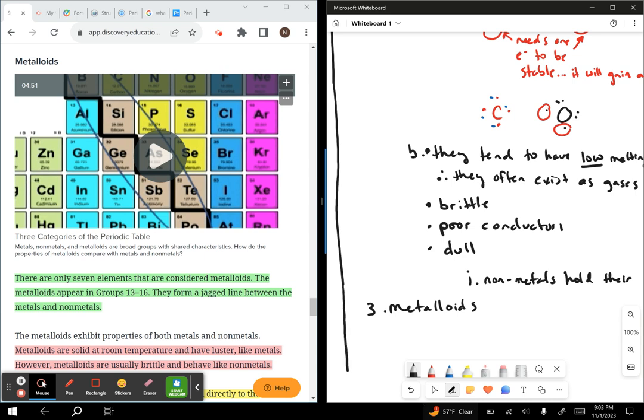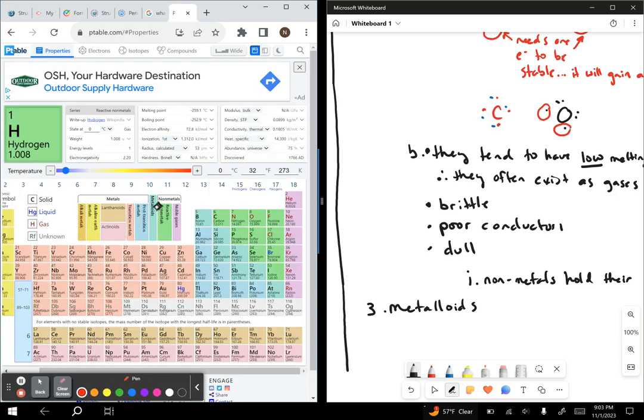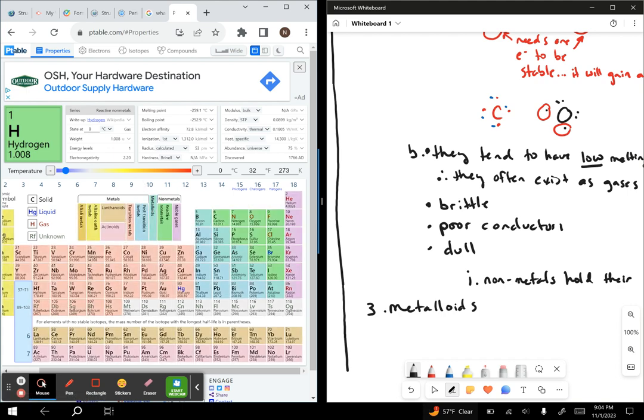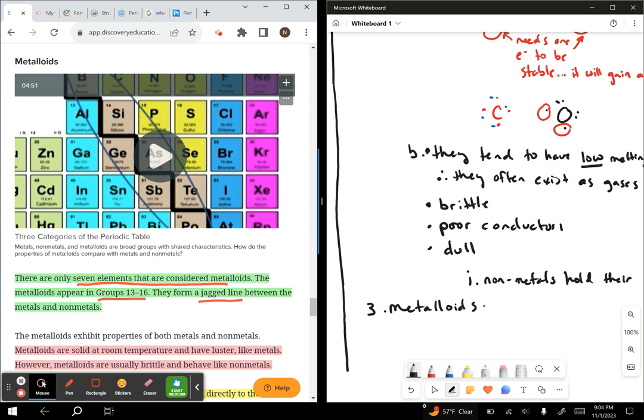There are only 7 elements that are considered metalloids. They appear in groups 13 through 16. They form a jagged line between the metals and the nonmetals. Here we go, your metalloids. There's our metalloids, and they form a jagged line. 1, 2, 3, 4, 5, 6, 7. You can see those all in a light greenish blue color. There are 7 of them.